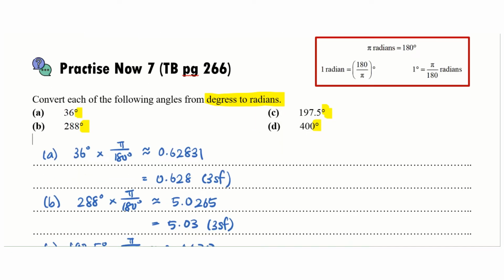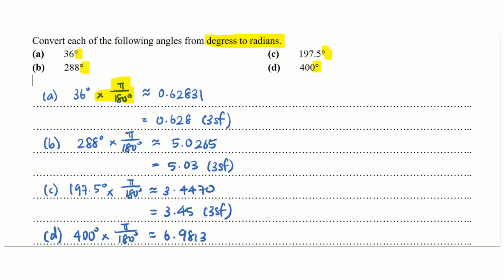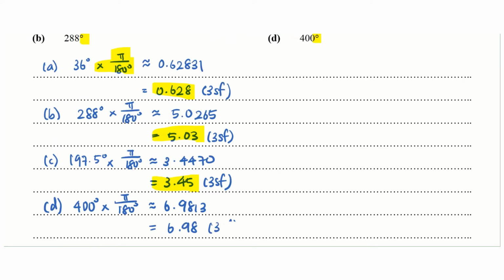So going back to Practice Now 7, what we will do is to consider this conversion here, where we multiply by pi over 180 degrees for each of the values, and we will get our answers to be as such. Do take note that when answers are in radians, we round off our answers to 3 significant figures.